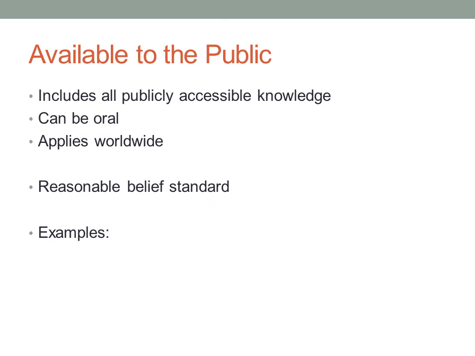And available to the public. This is the catch-all category, which includes all publicly accessible knowledge, including oral disclosures. If you make it available to the public, and this applies worldwide, you can be barred from getting your patent. You're going to ask whether the actions taken by the inventor created a reasonable belief by the public that the invention is freely available for use. Some examples of this are if you demonstrate it at a trade show, or you lecture or do an oral presentation about the invention.